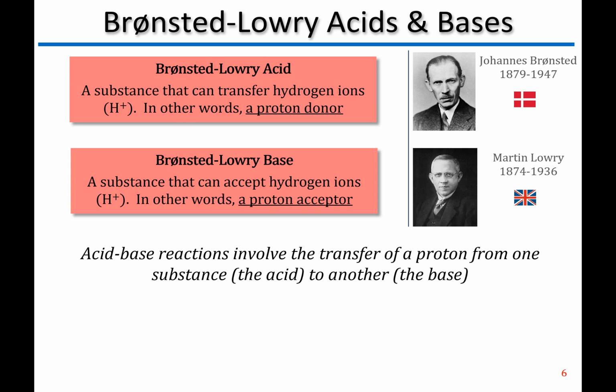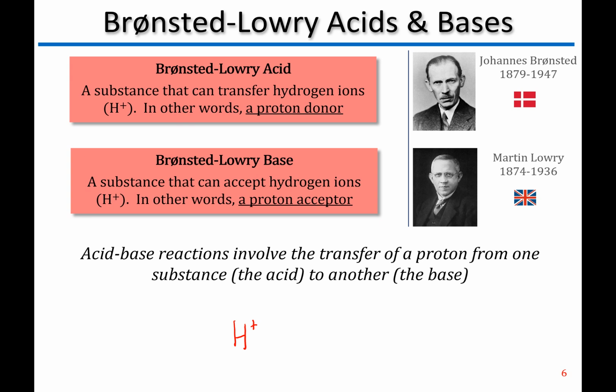The next definition is the Bronsted-Lowry acid and base. A substance that can transfer a hydrogen ion, in other words an H+, is a Bronsted-Lowry acid. This is also known as a proton donor. A substance that can accept hydrogen ions, H+, is a Bronsted-Lowry base. In other words, this is a proton acceptor. So a proton donor is a Bronsted-Lowry acid, and a proton acceptor is a Bronsted-Lowry base. And when we talk about a proton, we're talking about simply H+.